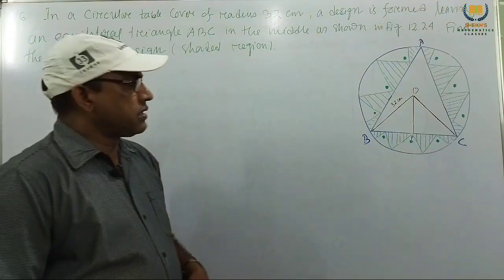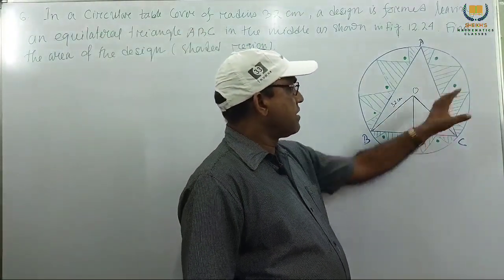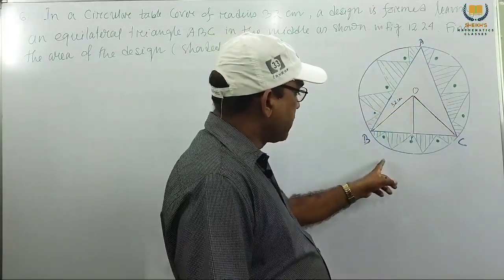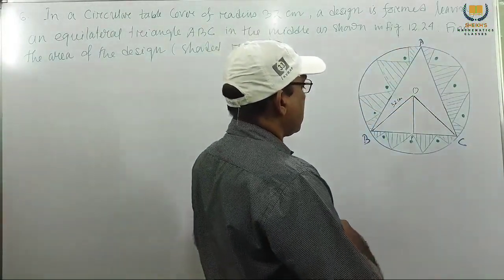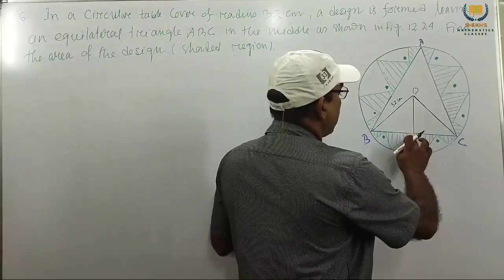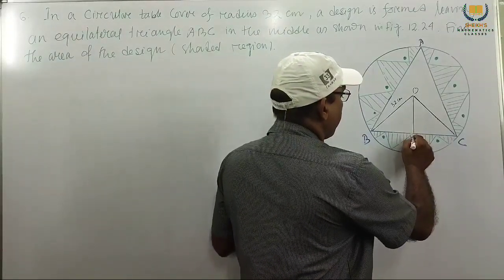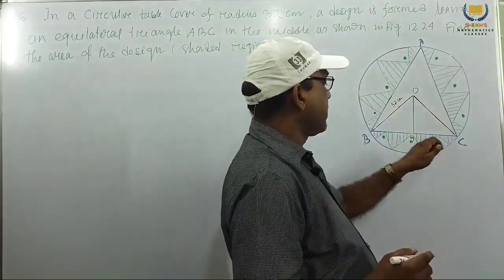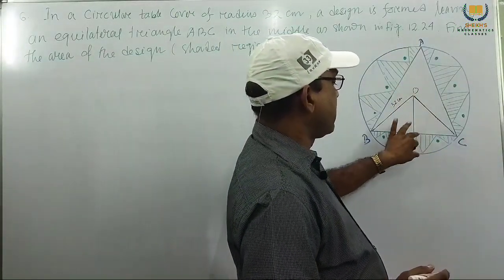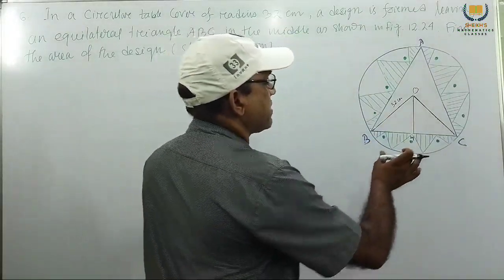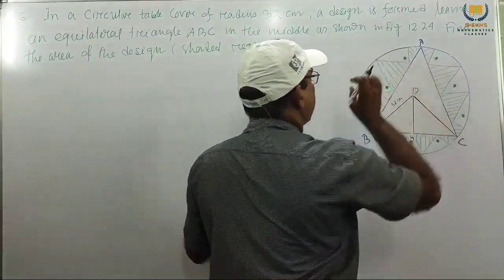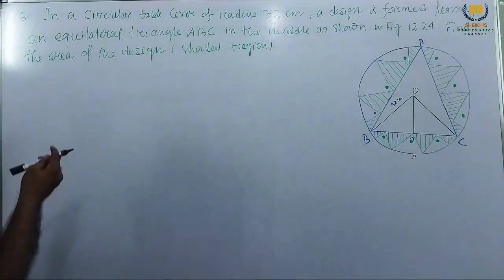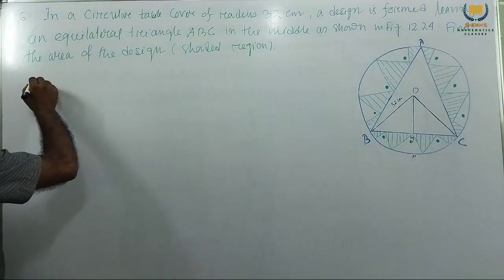So this is segment area, this is segment area, this is segment area. So this is a sector. Suppose we consider this point is M and this is P. So this sector area minus this area of triangle, we get this segment area. So how many segment areas? 1, 2, 3. So therefore, first we have to find the area of the triangle.